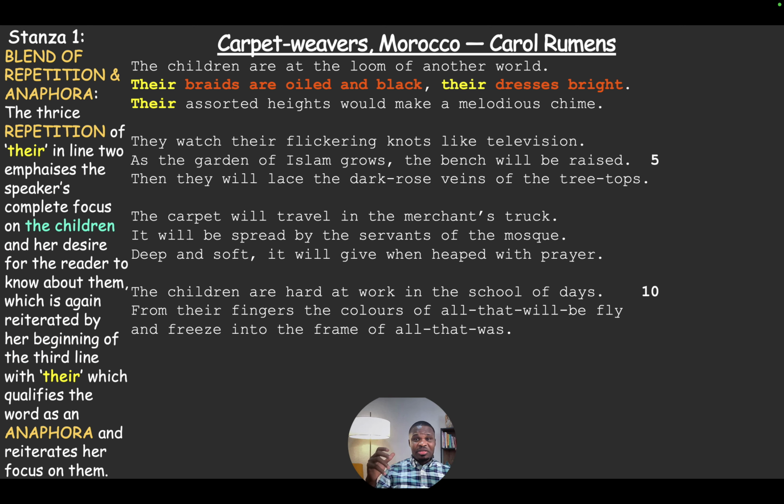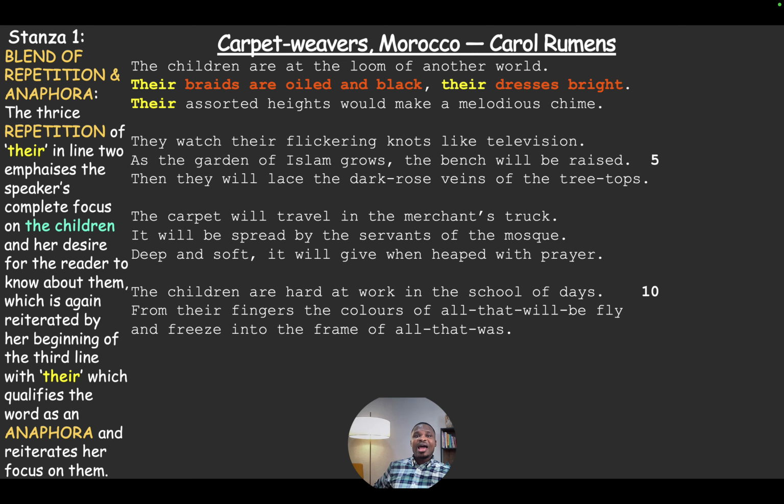Now, in lines 2 and 3, we see a blend of repetition and anaphora. The word "there" in line 2 is actually repeated thrice. The thrice repetition of "there" in lines 2 and 3 emphasizes the speaker's complete focus on the children and her desire for the reader to know about them. She wants the reader to know about them.